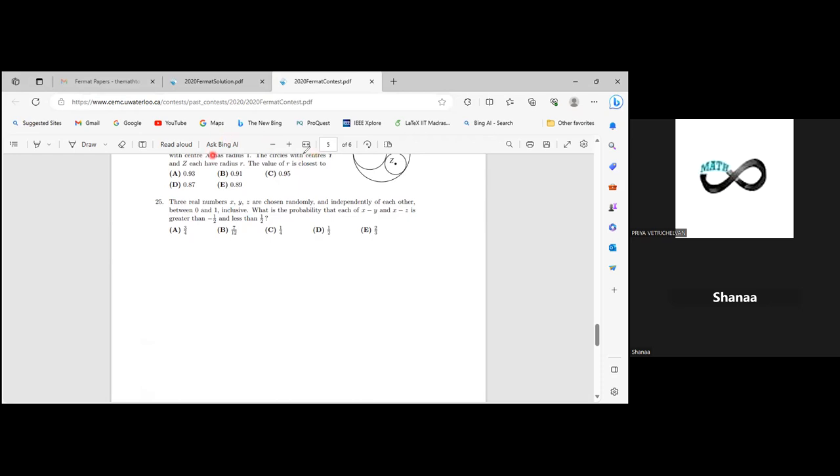So you have three real numbers, x, y, z, chosen randomly, independent of each other, between 0 and 1 inclusive. What is the probability that each of x minus y and x minus z is greater than minus 1 by 2 and less than 1 by 2? Real number, they say.